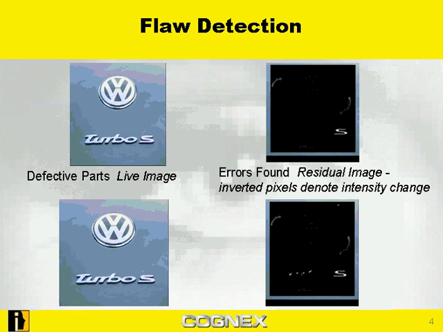As you can see in the next slide right here, the defective parts are on the left, and the actual residual image, in other words, the inverted pixels, denote what the defects are. What they're doing is looking at the pixel intensity to see if there's any change, and if there is a pixel intensity change, they will invert that pixel. So you have a black background with a white inverted pixel where the defects are.